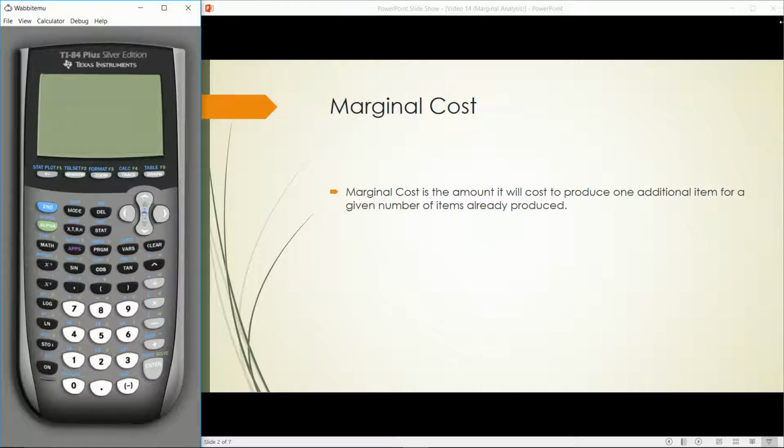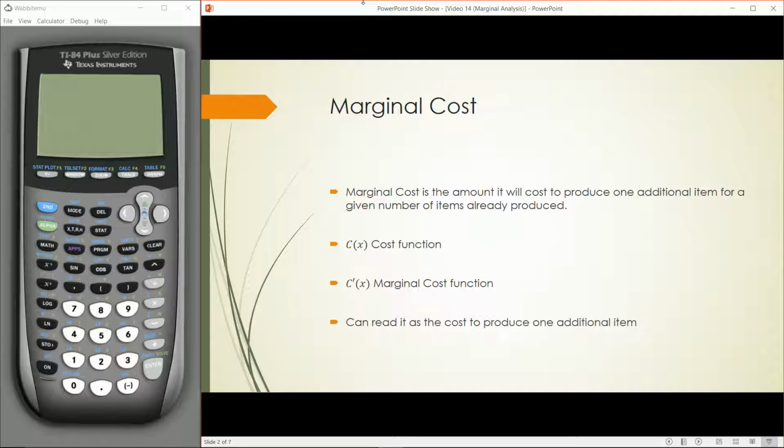Now, how do you find that? You take the derivative. So if c of x is your cost function, c prime of x is your marginal cost function. So you can always read it as the cost to produce one additional item for any value of x.